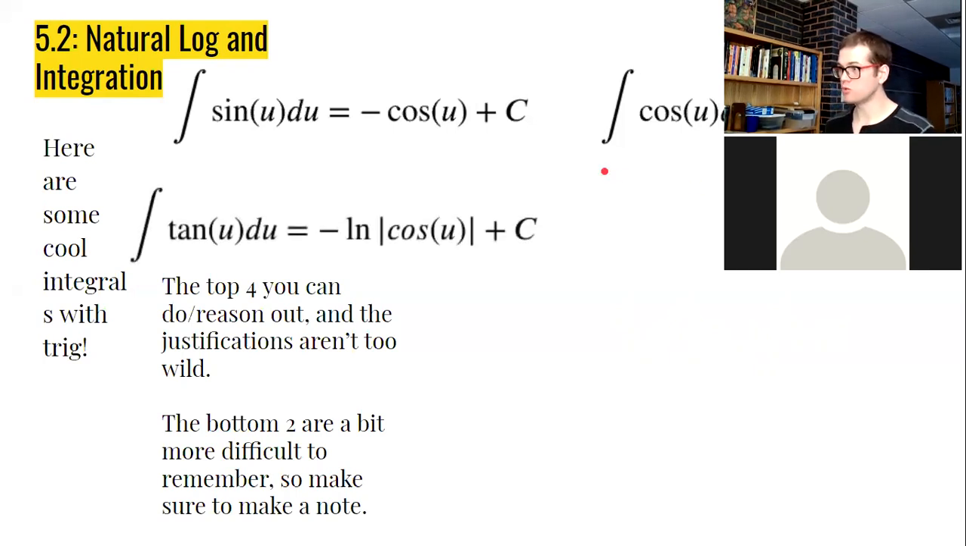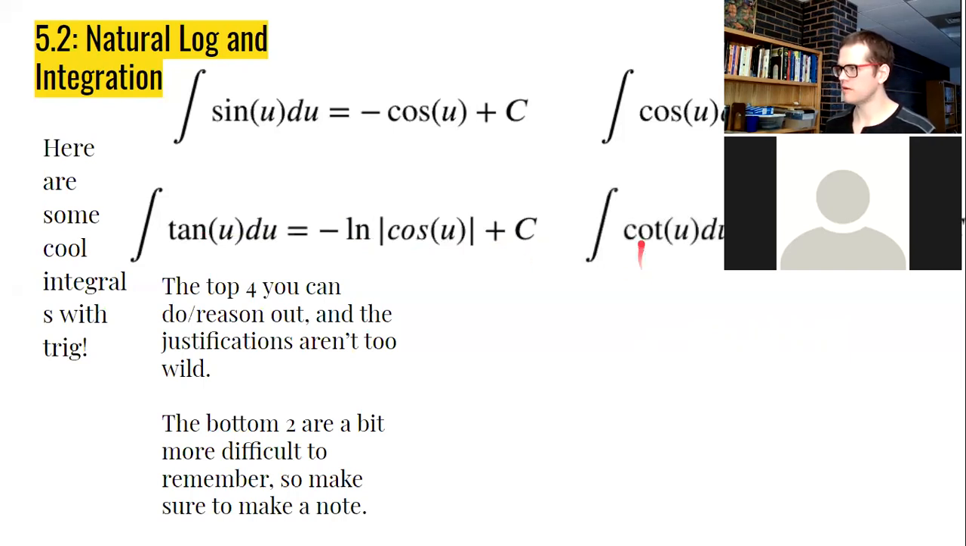This one's new to us because it's this section where we start looking at that. We know what the derivative of tangent is. It's secant squared. The derivative of tangent of x is secant squared x. But as you can see, the antiderivative of tangent isn't the same thing. In fact, the antiderivative of tangent is negative natural log of the absolute value of cosine plus c.